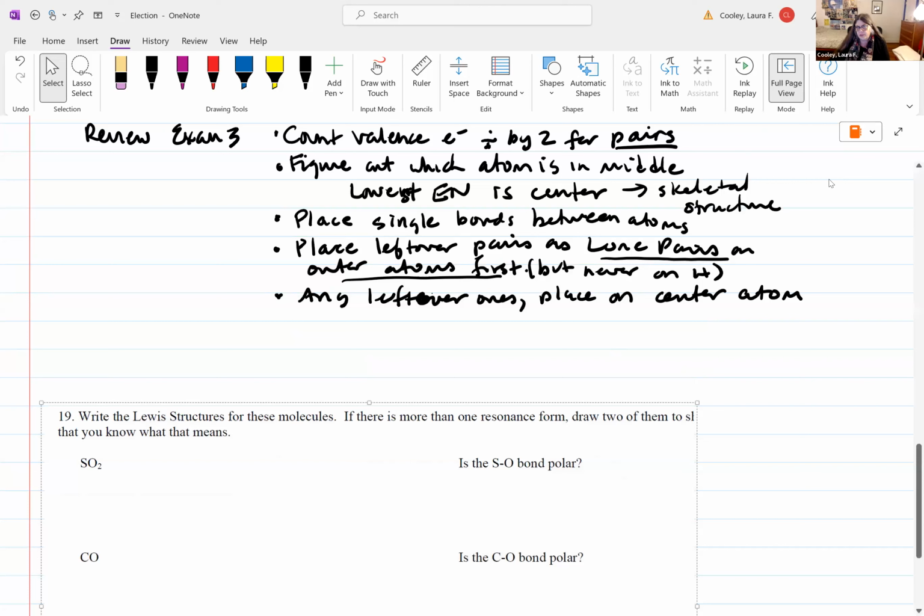Okay, so count the valence electrons, divide by 2, get the pairs, figure out which atom is in the middle. Usually it's the one with the lowest electronegativity. Place single bonds between atoms. Place leftover pairs as lone pairs. It's hard to read.